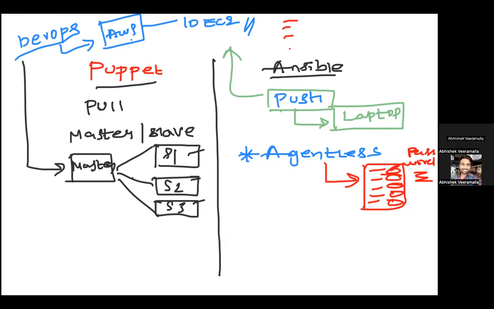You have to use some tokens and certificates with which you always connect to the master, and once that is done, Puppet will start working. Whereas in Ansible, it is an agentless approach. That means you just have to add the IP address. Even the passwordless authentication is a very simple thing.